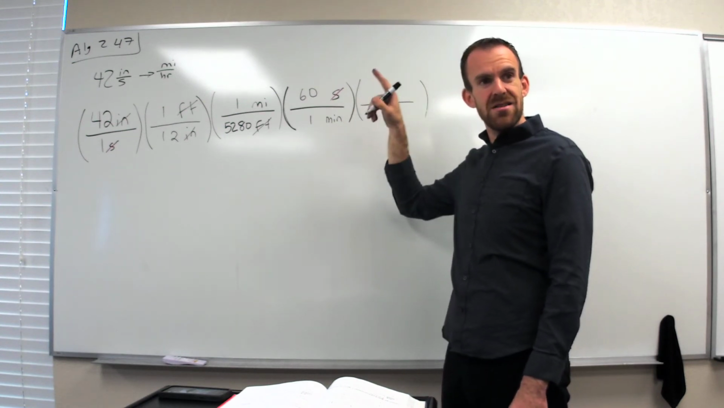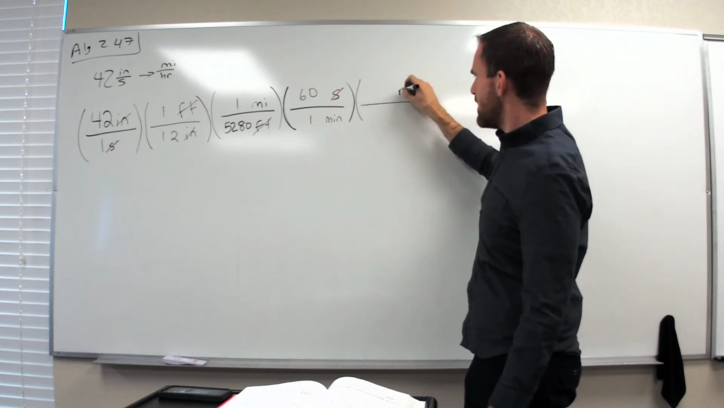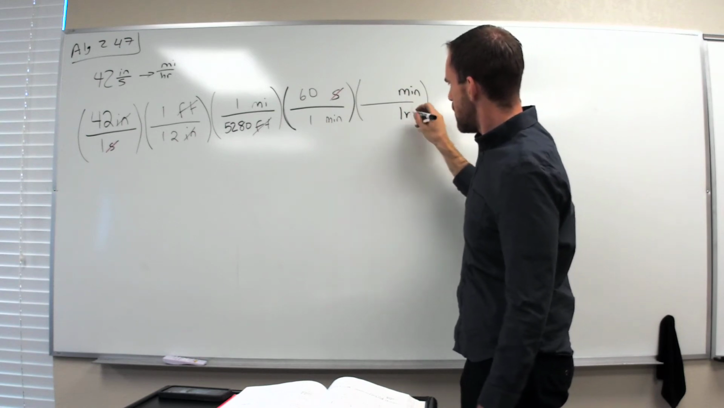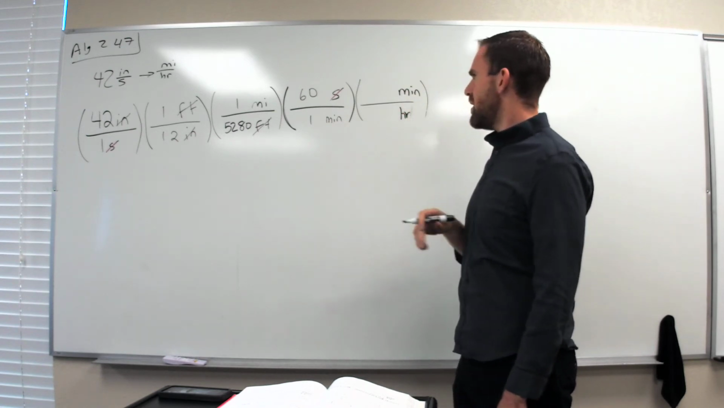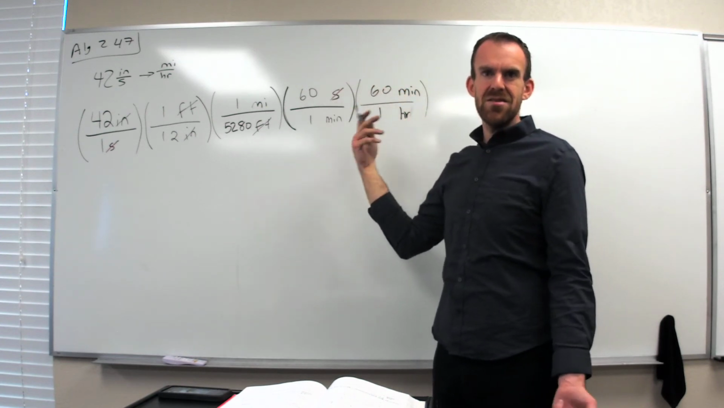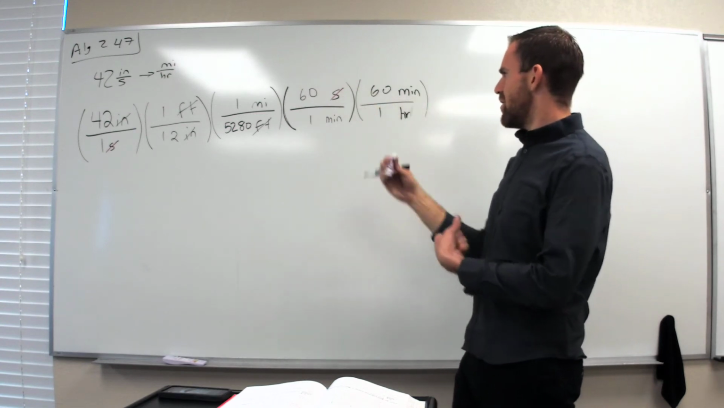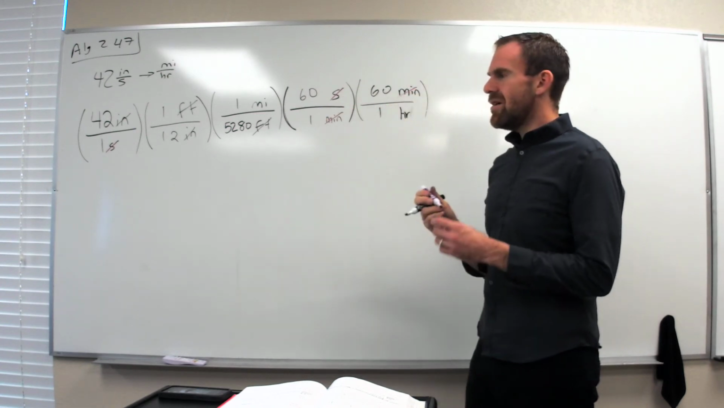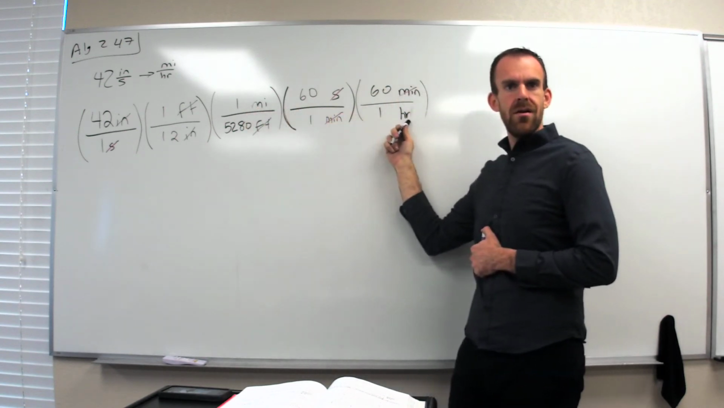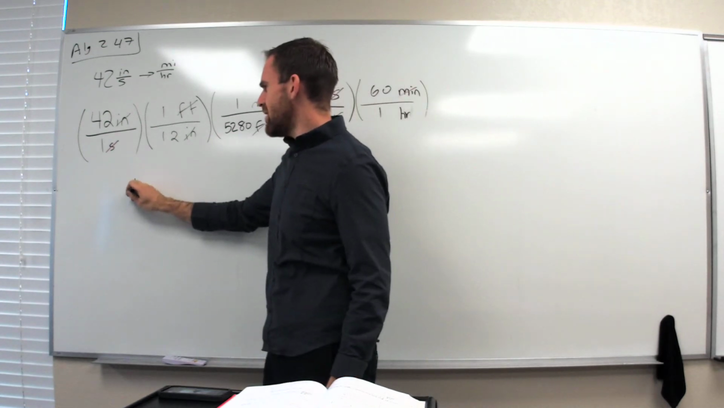Now I have minutes. I want to get rid of minutes. Minutes is on the bottom, so I need it on the top to cancel. There we go. Okay. 60 minutes, 1 hour. Could I have gone from seconds to hours? Yeah, it's 3,600. But I'm showing my work. I like doing that. So minutes will now cancel, and I'm left with miles per hour. That's what I wanted.